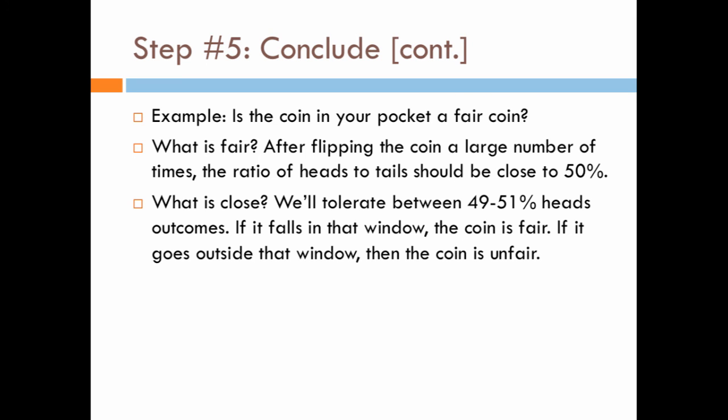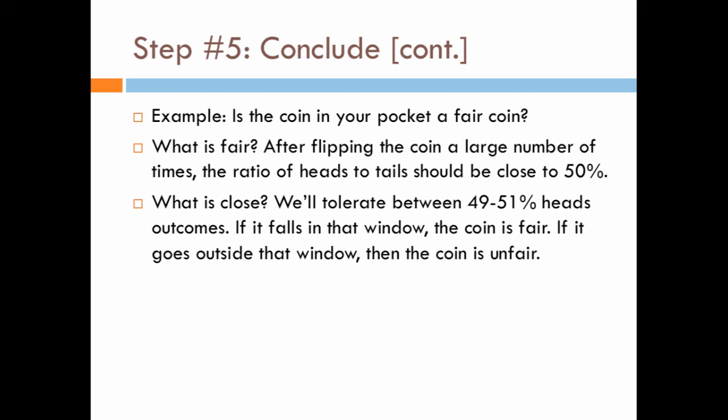Okay, so now we need to define what close means, right? Because close could be kind of a slippery term, and we need to be precise. So let's say that we'll tolerate between 49 and 51% heads outcomes. If it falls within that window, then we'll conclude that the coin is fair. If it goes outside of that window, then we conclude that the coin is unfair.